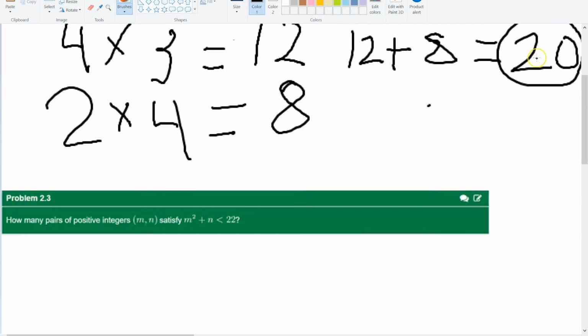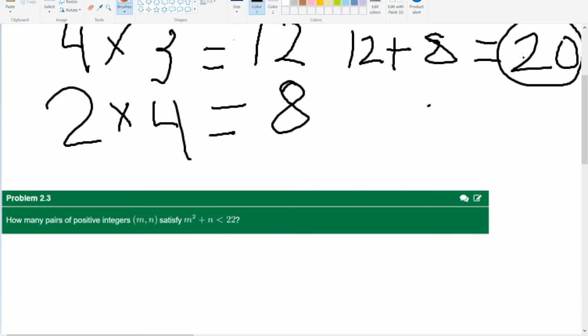To test your understanding, we have a fun problem for you to solve. We will also provide you a hint so you can establish the connection between our path problem and this problem. This is problem 2.3 of section 2.2. How many pairs of positive integers, m, n, satisfy m squared plus n is less than 22? Hint: set bounds on the value of m. What value is m forced to be less than?